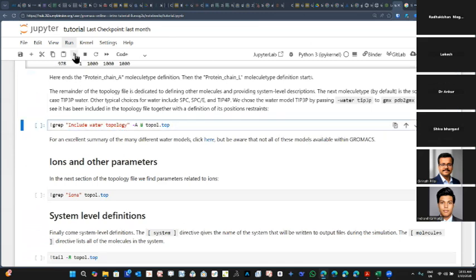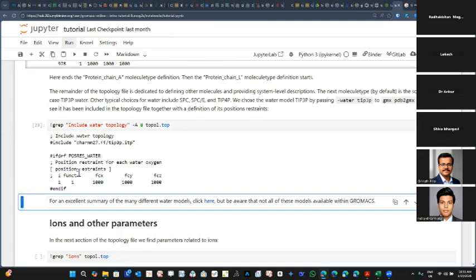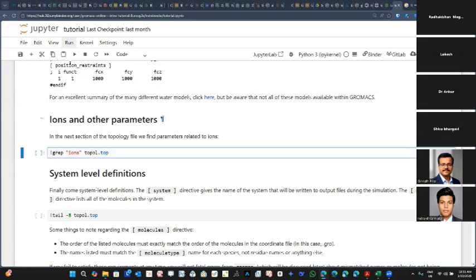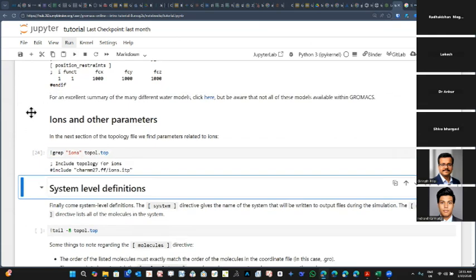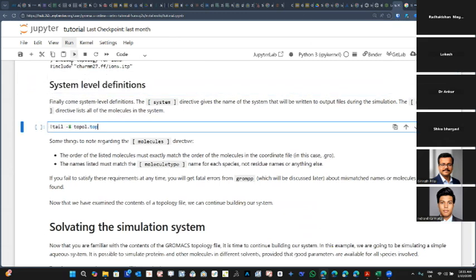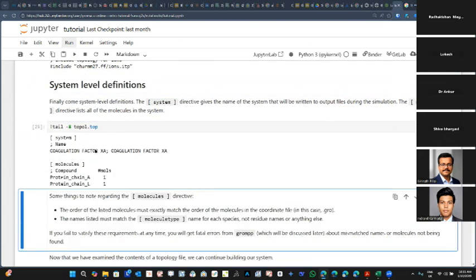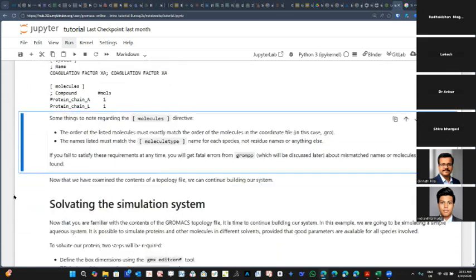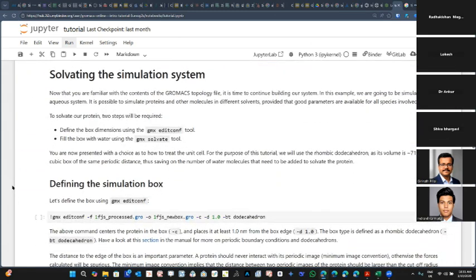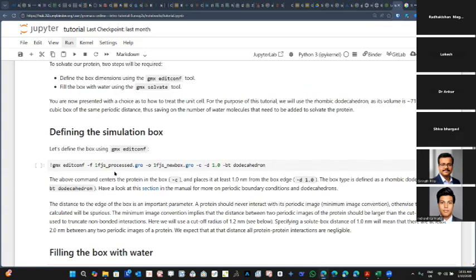If you want to include the water topology, we can always say include this in the topol file. So earlier we saw a topol file. Now, after a few minutes, I'm going to show you the updated topol file. You'll see a lot more information there. And we have system level definitions showing what is a name, what is a molecule. This you have seen earlier. And now, since the topol file is ready, we have checked every region and different sections of topol.